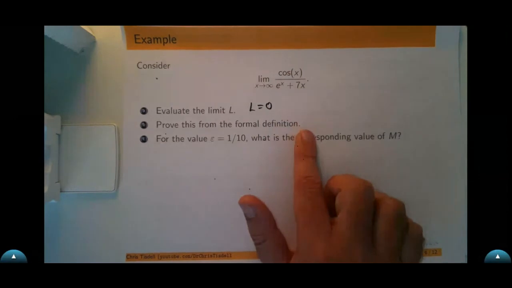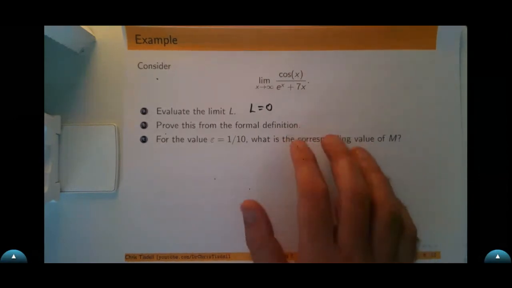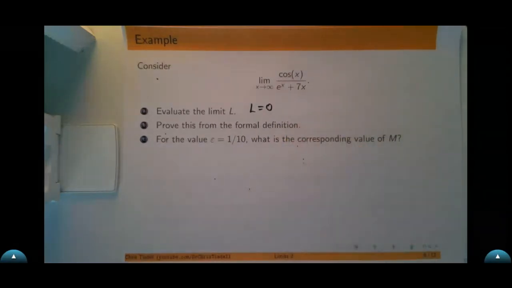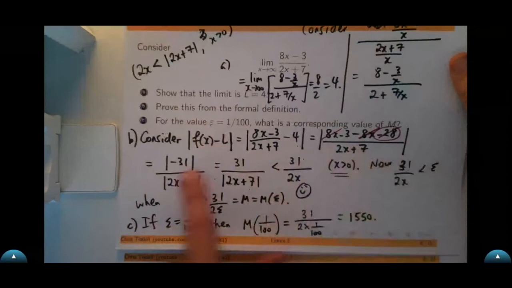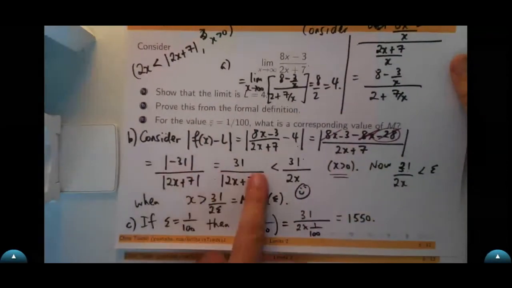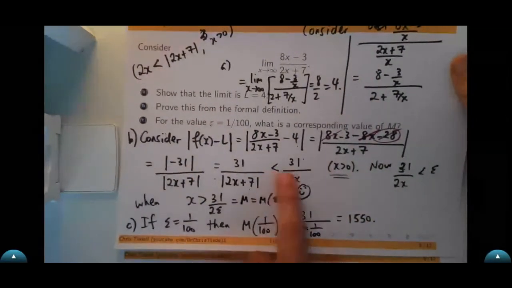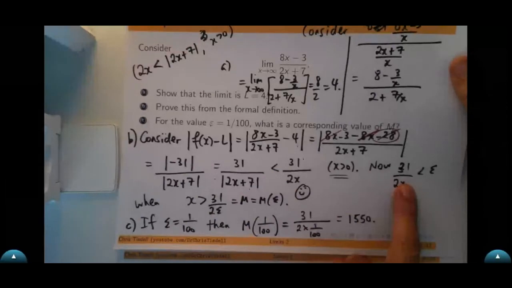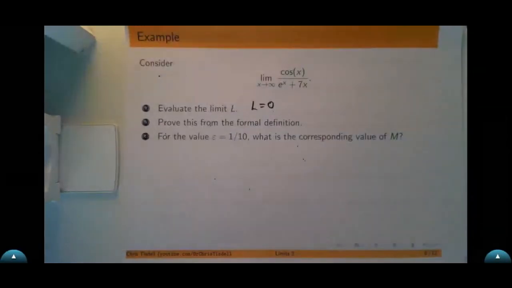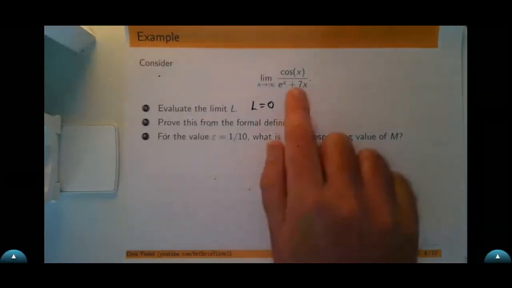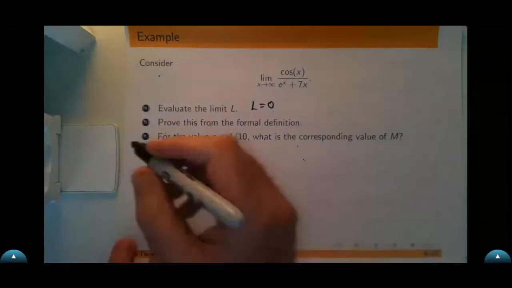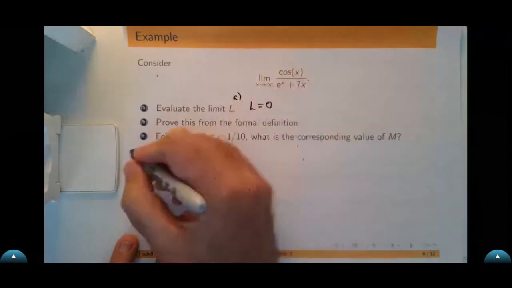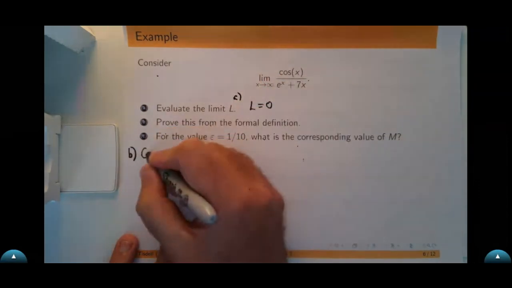But the most important thing here is proving this from the formal definition, okay? So you can see in the previous example, we started with this, we simplified, got rid of the absolute value signs, and solved an inequality. We're going to do pretty much the exact same thing with this one, okay? But it's just a different function, okay? So let's do part B and spend some time on that.